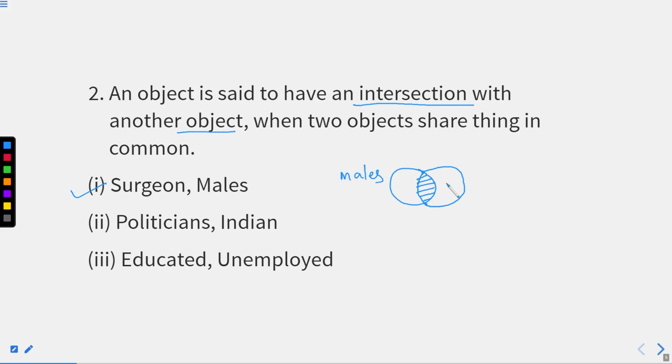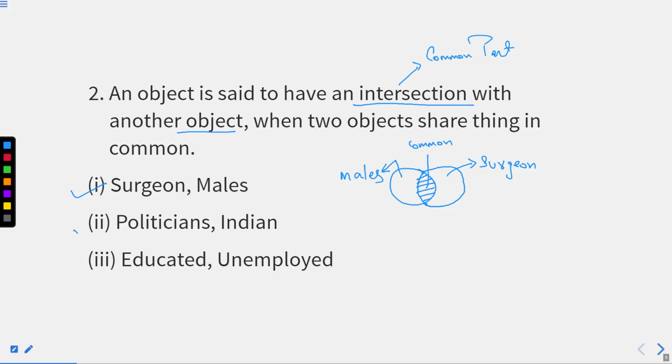So this circle is for surgeon, right? It is not compulsory that every male is a surgeon or every surgeon is a male, right? But there are possibilities that a few males are surgeons as well. So this represents male and this represents surgeon, and the center part is the common part, which we call the intersection. Intersection means the common part, right? I hope this is clear.